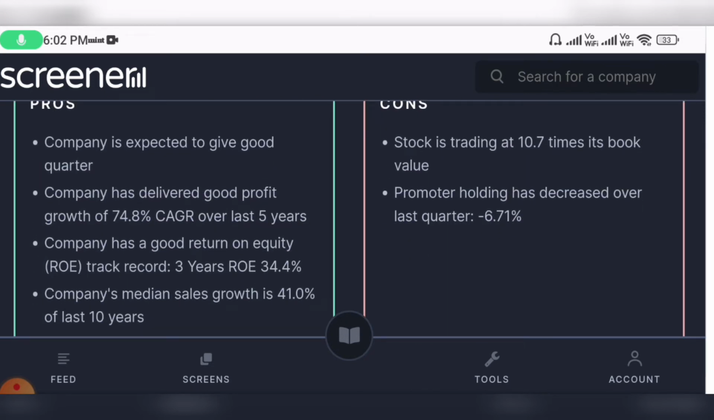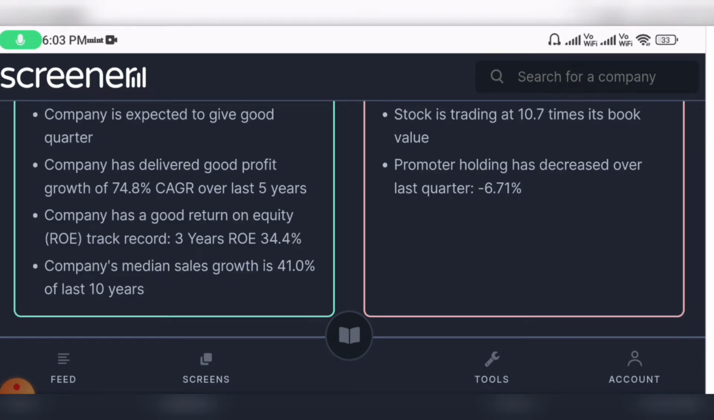You can come over here and look at the pros and cons. One more thing, these pros and cons are system generated. So even if you go to ICICI Bank or HDFC Bank stock on the Screener website, you would see pros and cons generated by the system. You can't say those stocks are bad, right? They are very good stocks.